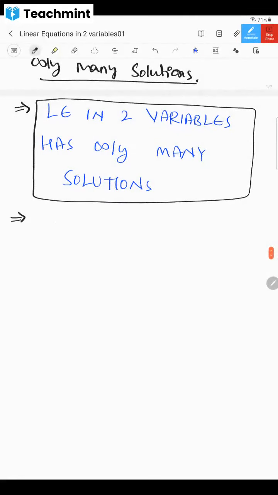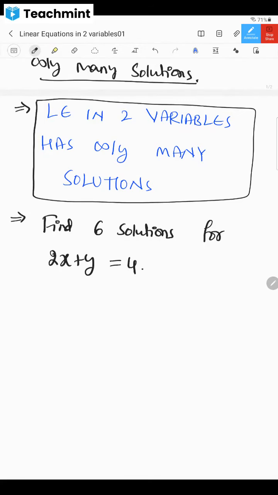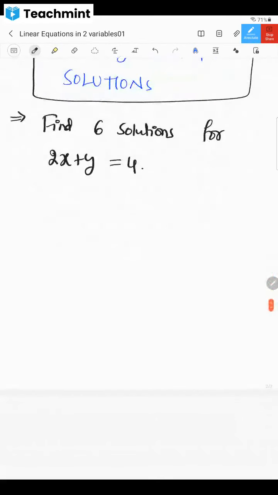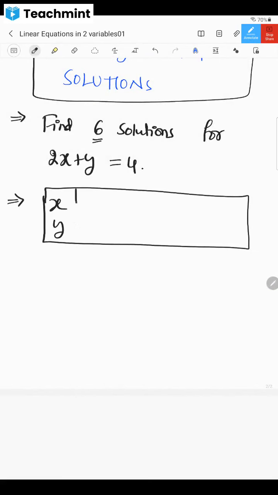Now, if I say find six solutions for 2x plus y is equal to 4. Find six solutions. How do you have to do this, dear children? Six solutions they're asking means, first of all, you have to make this table of x and y, and they're asking for six, so one, two, three, four, five, six.